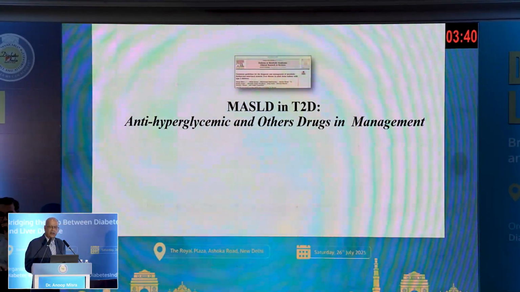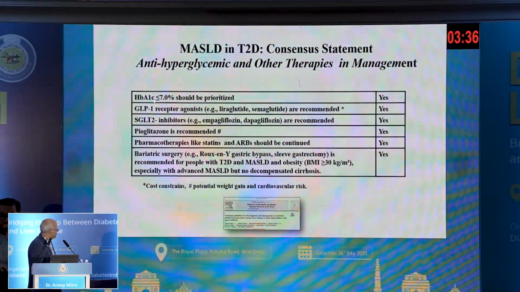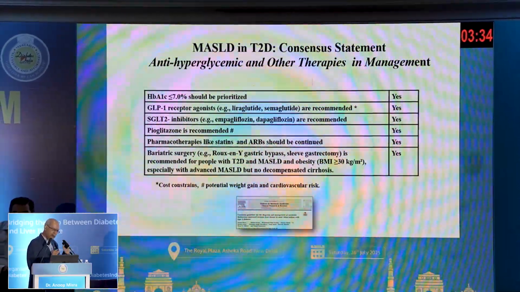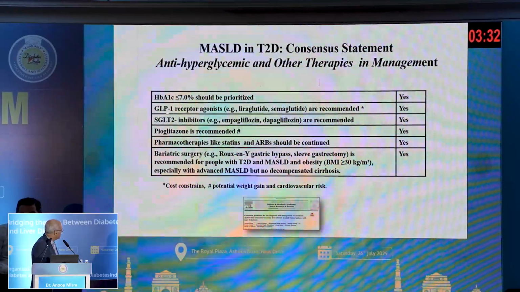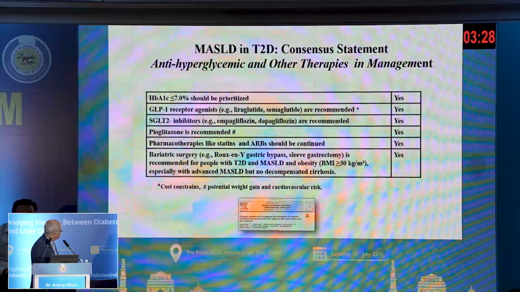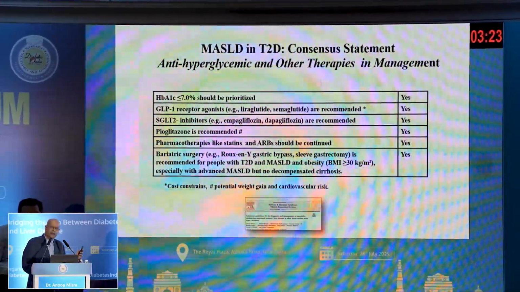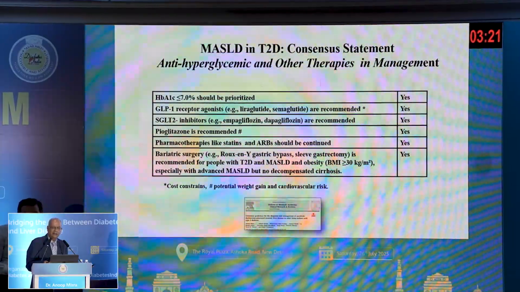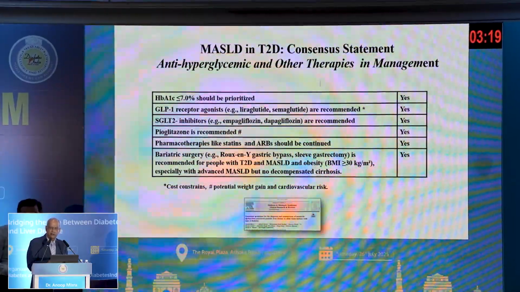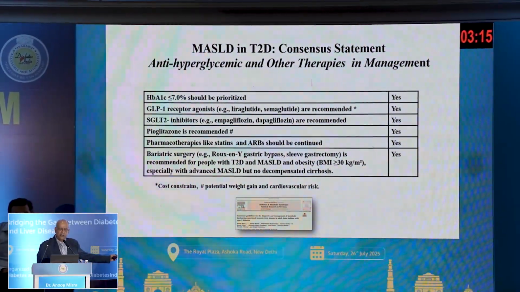Now, anti-hyperglycemic and other drugs in the management. 7% A1C is something which should be standard. GLP-1 receptor agonists are number one now. SGLT2 inhibitors, pioglitazone, and statins and ARB should be continued. Don't look at an elevated SGOT, SGPT and say, oh, statins will cause hepatotoxicity. Don't do that. The statins will actually benefit.